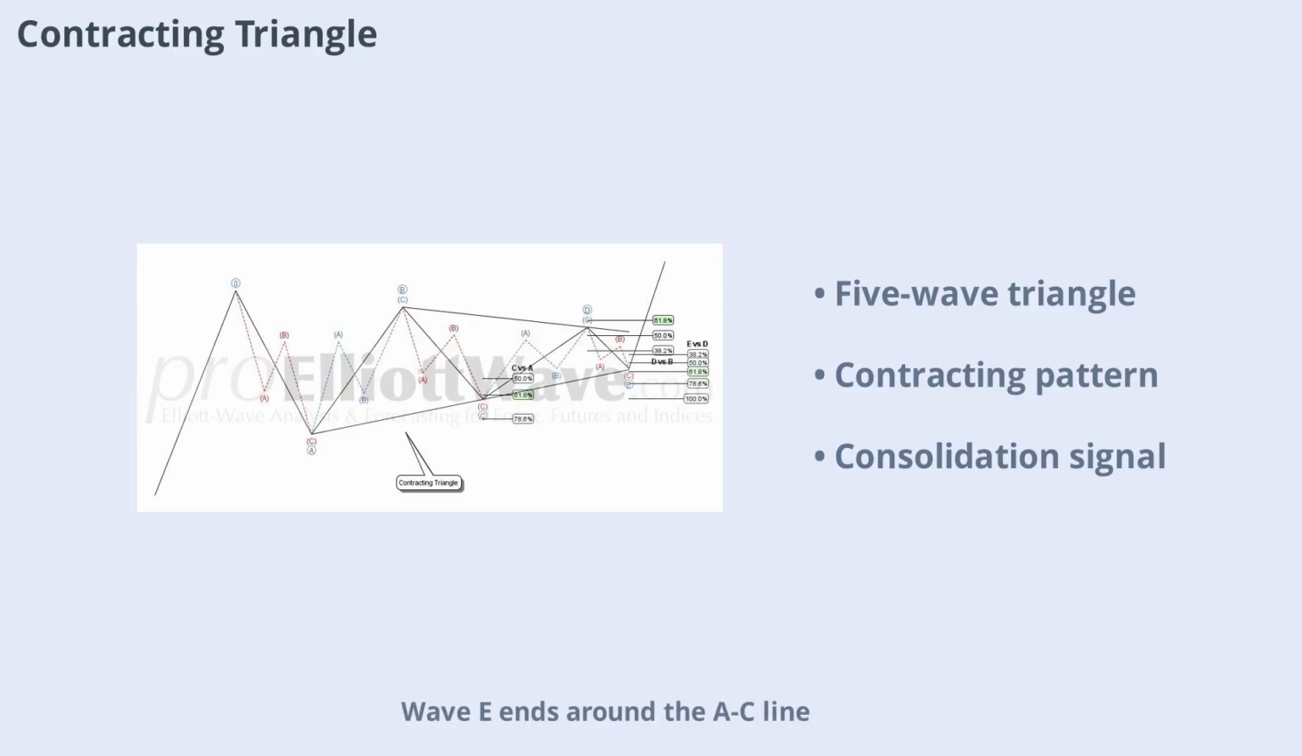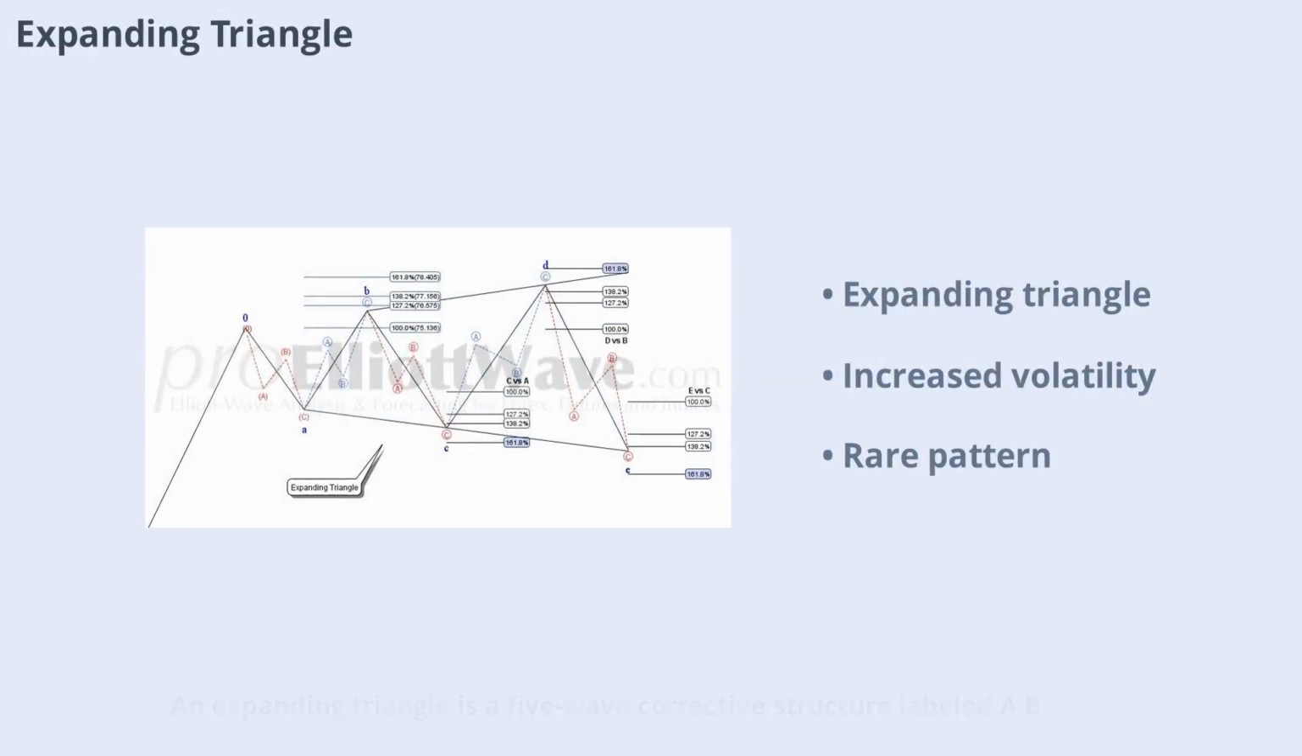Wave E ends around the AC line, typically undershooting or overshooting. Contracting triangles are the most common type and signal consolidation before a breakout. An expanding triangle is a 5-wave corrective structure, labeled A, B, C, D, and E. Wave A never goes beyond the origin. The structure is 3-3-3-3-3, with at least 4 waves subdividing into zigzags or combinations.